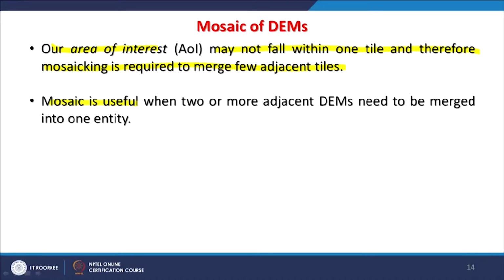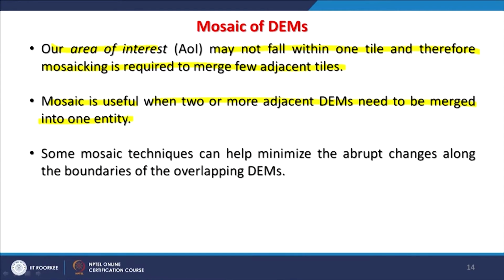So, a mosaic is useful when 2 or more adjacent DEMs need to be merged into one entity, and some mosaic techniques can help minimize abrupt changes, that means seamless.